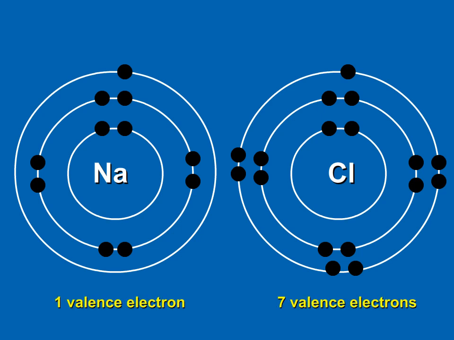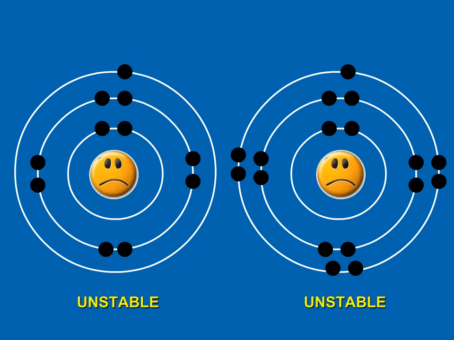What do you think has a greater electronegativity? Right, since chlorine only needs 1 and has more protons in its nucleus than sodium, it is more electronegative. But are either happy alone? No. Both are unstable, as they do not have full valence shells. So if chlorine just needs 1 more electron to be stable and is highly electronegative, what do you think it will do?